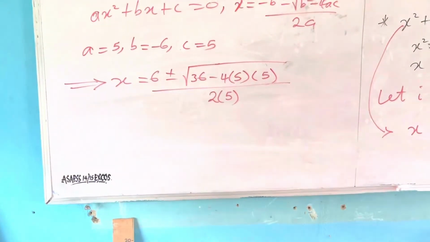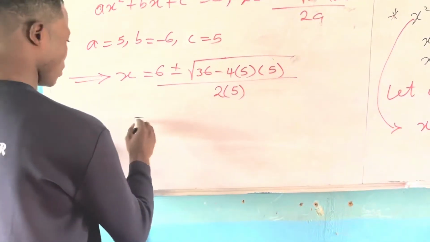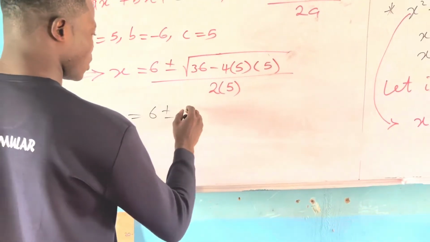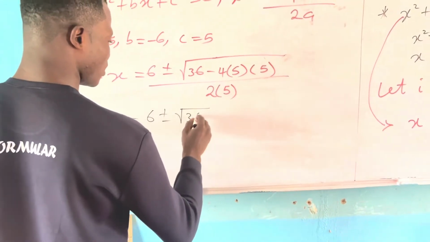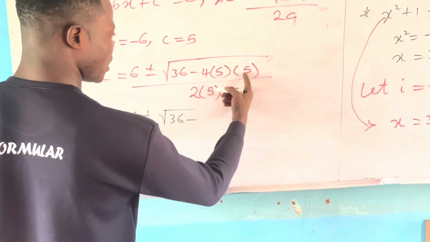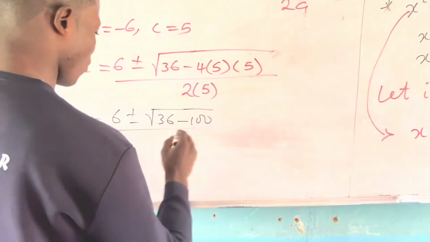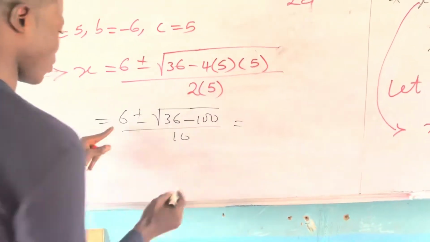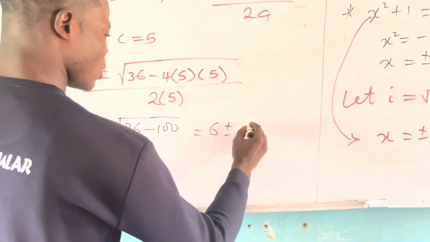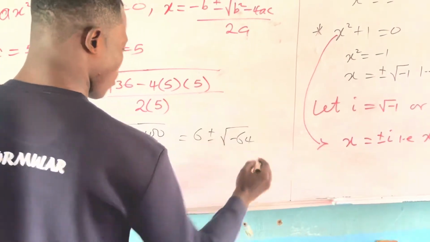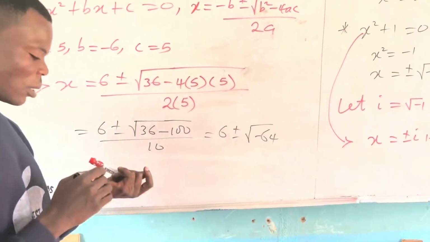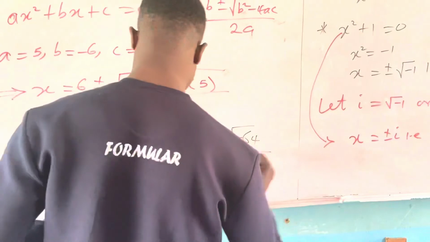So if we simplify this, we are going to have x equal to 6 plus or minus the square root of 36 minus, so this times this is 25. 25 times 4 is going to be 100, right? All over 10. And this can give us 6 plus or minus the square root of minus 64, by the time we subtract this from this, so we're going to have minus 64 all over 10.